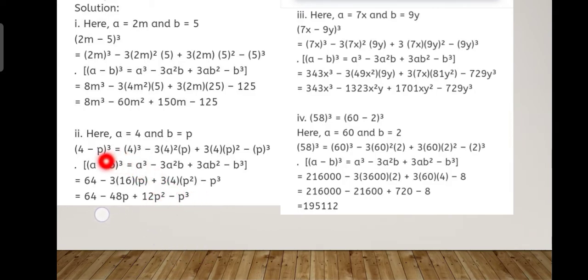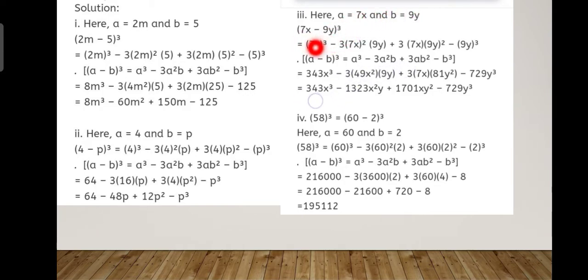Okay, so we have (4 minus p) the whole raised to cube as 64 minus 48p plus 12p square minus p cube. Now third question, here we have (7x minus 9y) the whole raised to cube. So here a is our 7x and b is 9y.